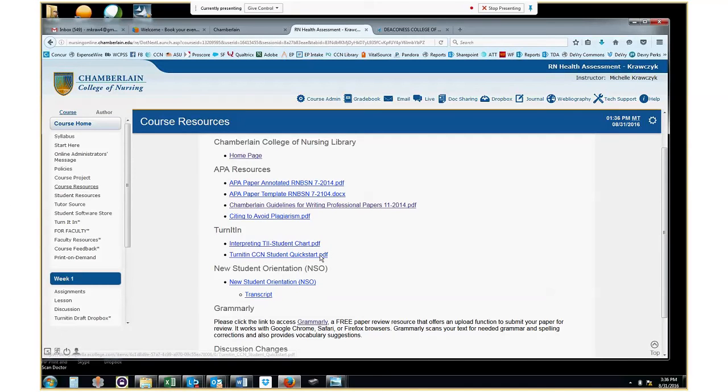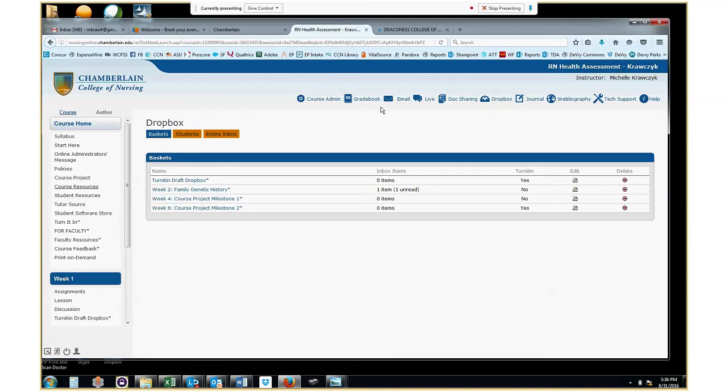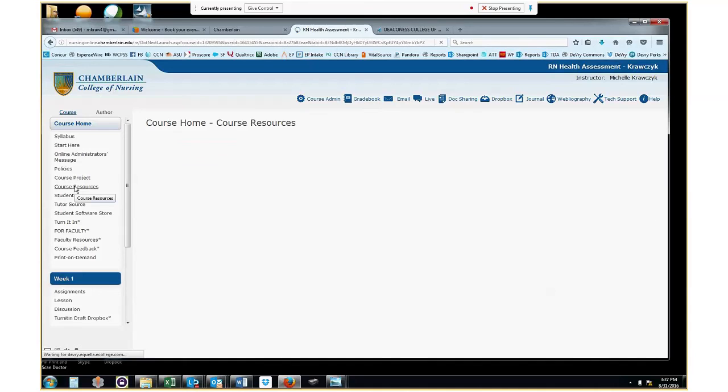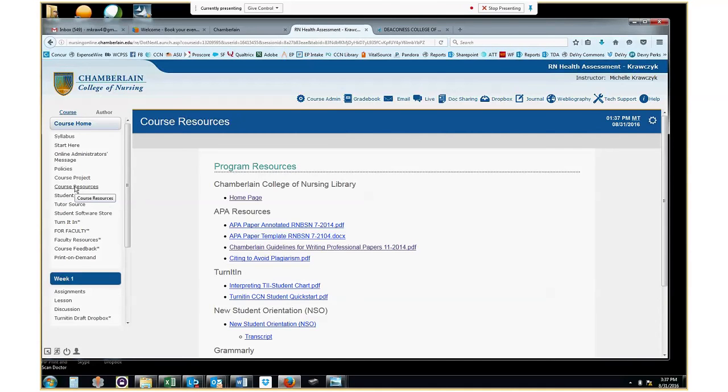One of the other places is the Turnitin interpretation chart to help you understand Turnitin. You are more than welcome to use the Dropbox. Mine might look a little bit different than yours, but the Turnitin draft Dropbox is a place where you can turn in your work to make sure that you are below the 24%. Everything must be below the 24% for me to accept it. Again, I will be reviewing this just to make sure that nobody has very high amounts in there. But again, please, please make sure that all work is your original work.